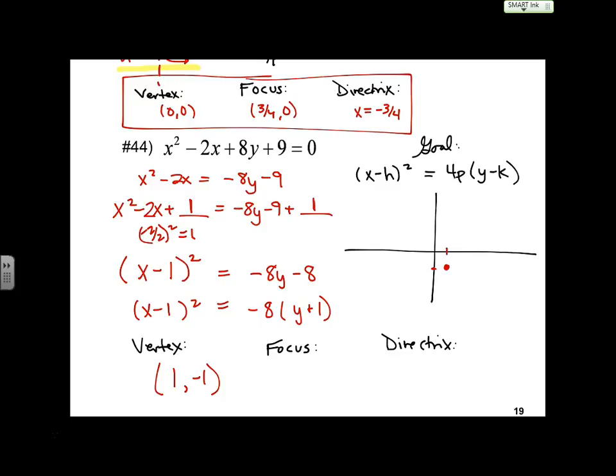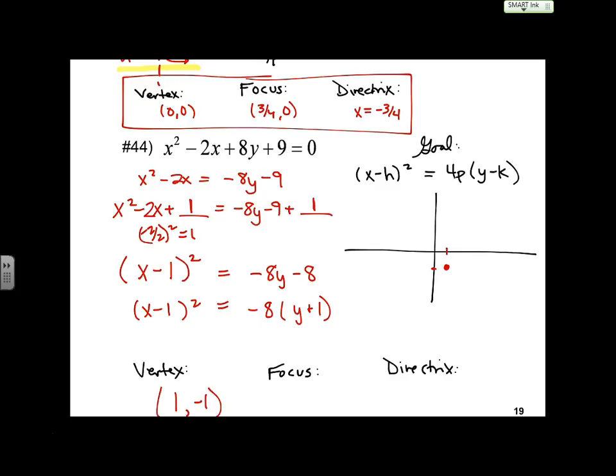Question, kiddos, what's P? Some of you have already gotten there. For the rest of us, remember, this guy comes from 4P. So that means that 4P has to equal negative 8. So then P is equal to negative 2. That's how they got negative 2.